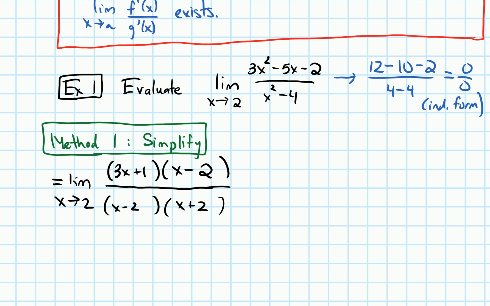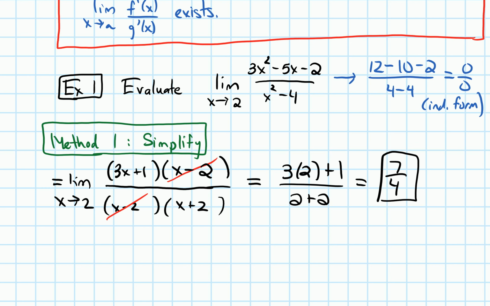And now looking at this is nice because the x minus 2's will cancel. After they do, we will be good to plug in. Plugging in 2, we get 3 times 2 plus 1 on the top. On the bottom, we'll get 2 plus 2. Now simplifying, this is 7 over 4. And that's our answer: 7 over 4.